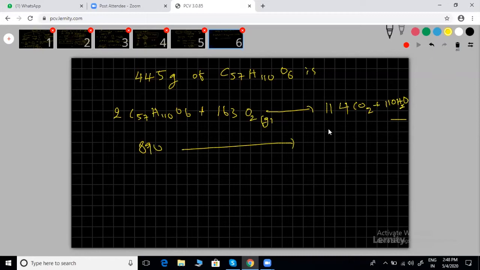This will give how much? Water, 110 into 18 grams. Then 445 grams will give how much? Let's calculate. That's your answer.